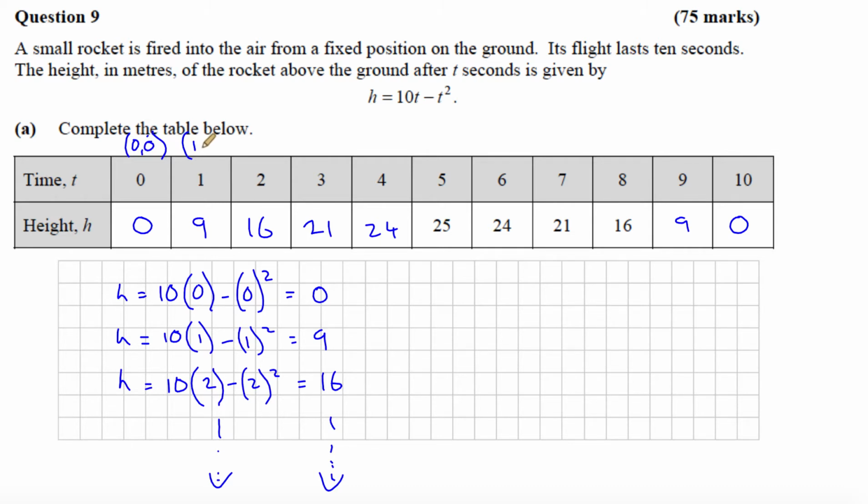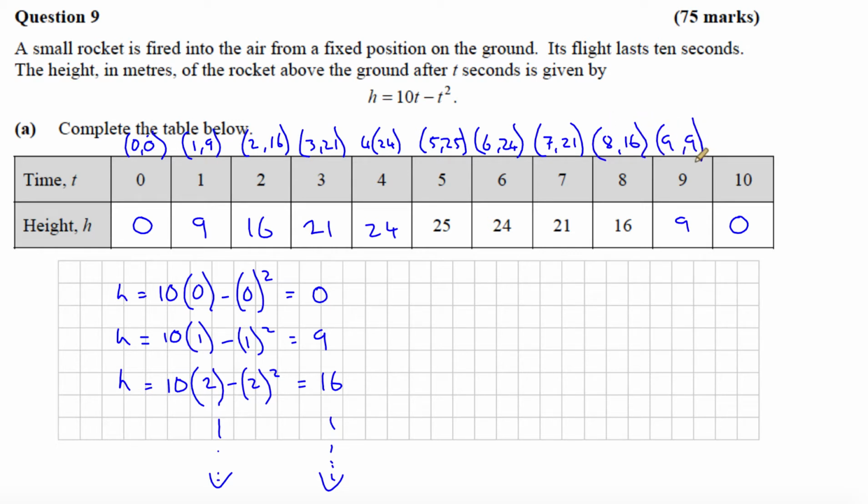So it's coordinate 1, 9, 2, 16, 3, 21, 4, 24, 5, 25, 6, 24. So you're plotting all these coordinates on the graph. 8, 16, 9, 9, and 10, 0. So all these coordinates here you're going to plot on the next page.